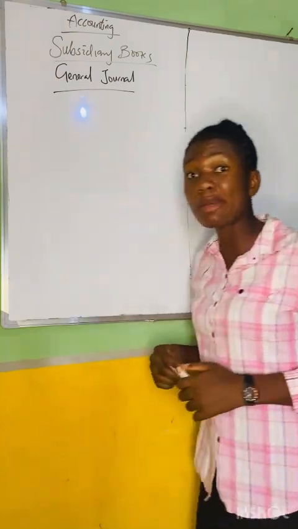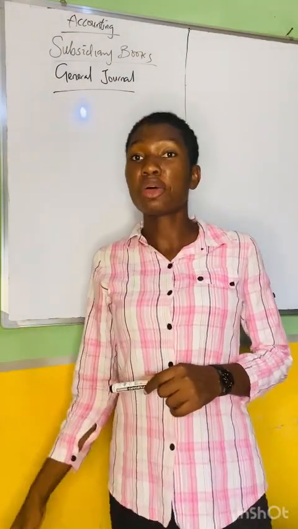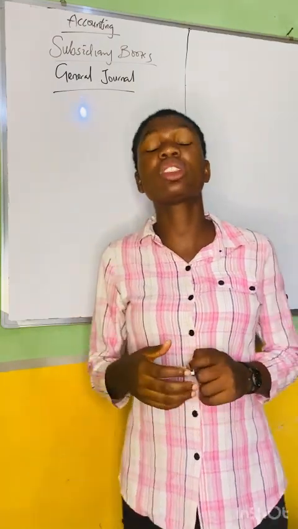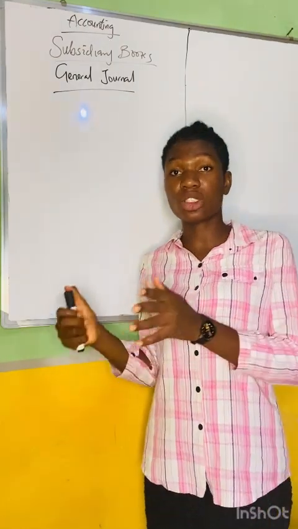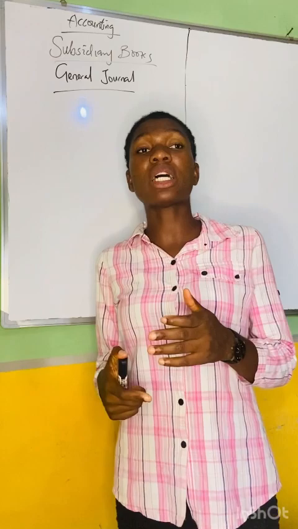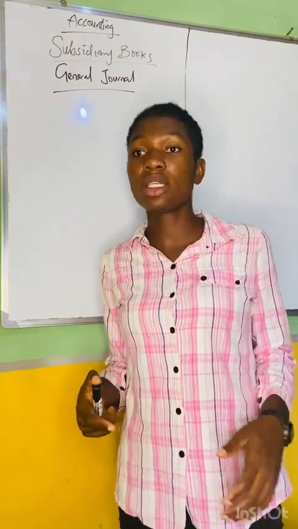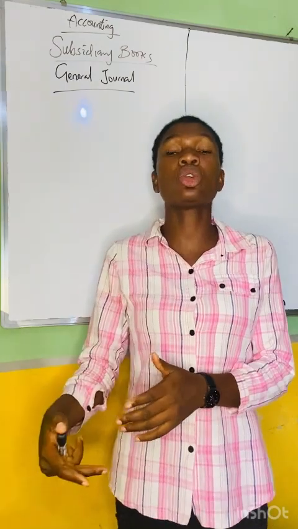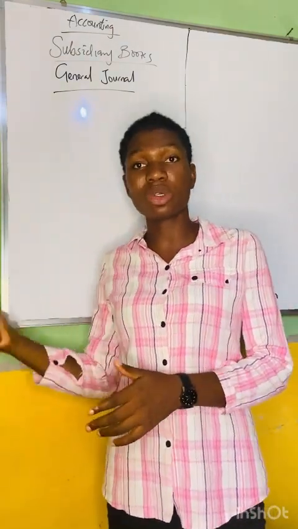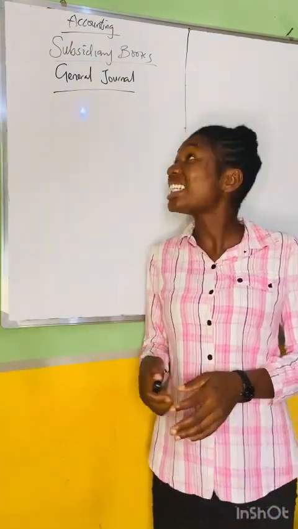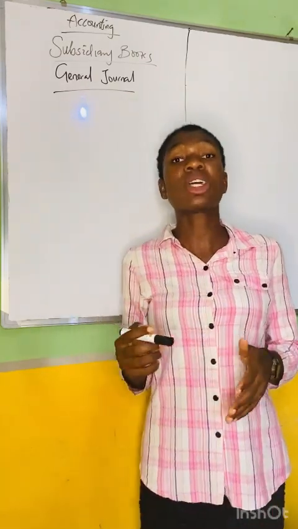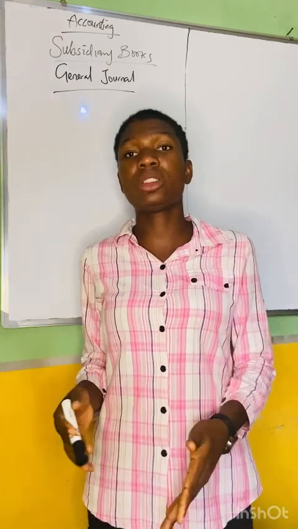General journal, sometimes called the journal proper. Now our general journal is a subsidiary book that records every other transaction that may not appear in other subsidiary books. In our subsidiary books edition, we have been dropping videos on the sales day book, purchases day book, returns inward, and returns outward. So our general journal records every other transaction that cannot be found in these subsidiary books.